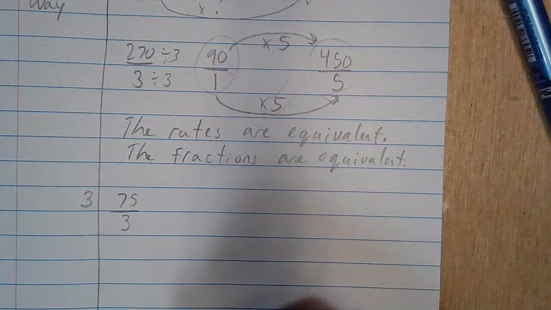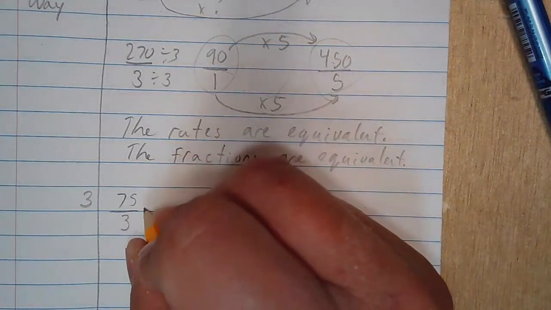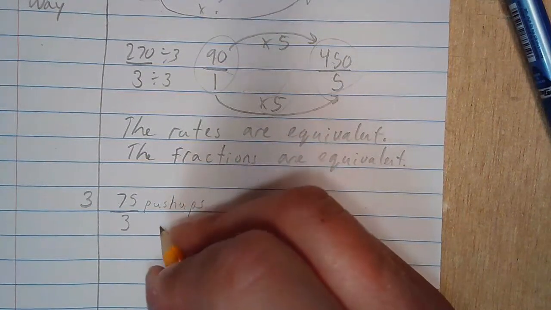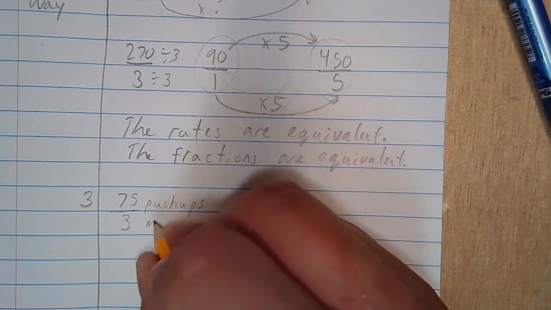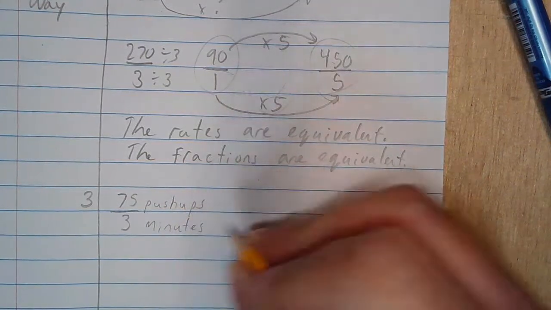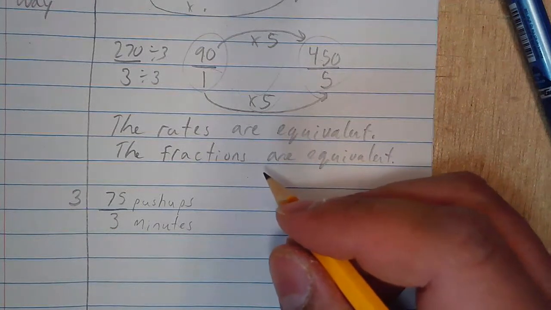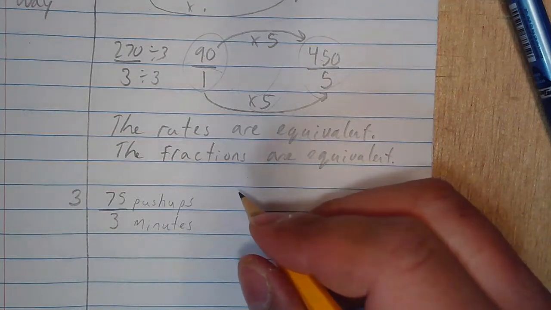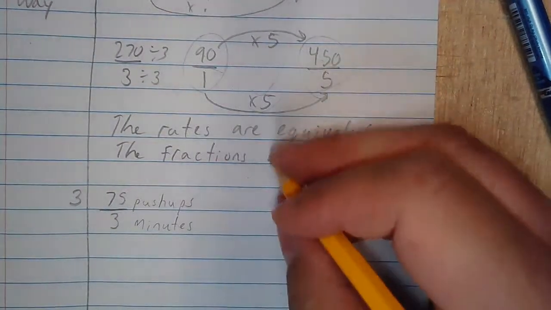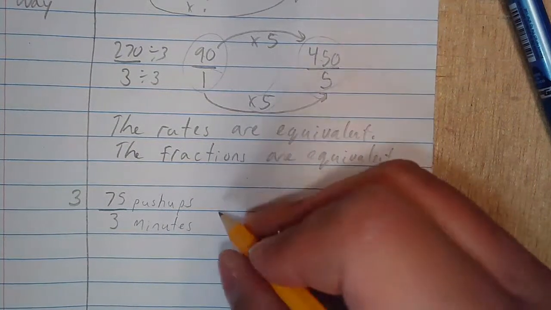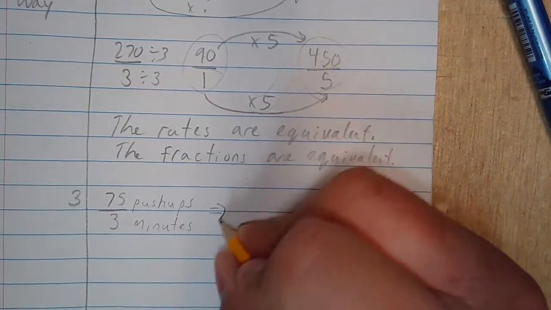75 to 3. And I notice with the 75, it's talking about push-ups. 75 push-ups. And the 3, we have minutes goes with it. So then, if I ask on a quiz, hint, hint, what are we comparing? What nouns are we comparing? What's the relationship we're looking at? You're going to tell me, oh, it's easy. It's push-ups to minutes. I'll even write that down.